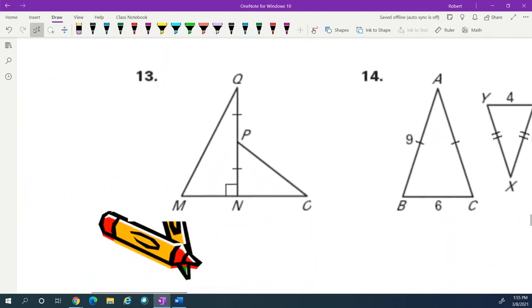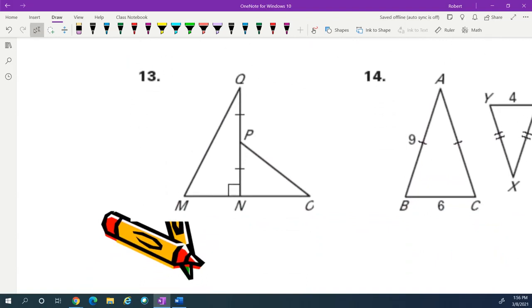Number 13. We want to see if we have enough information. We definitely have the 90 degrees. But do we have enough information to say that the triangles are similar? Well, we don't have any more information, so we're going to say not similar.